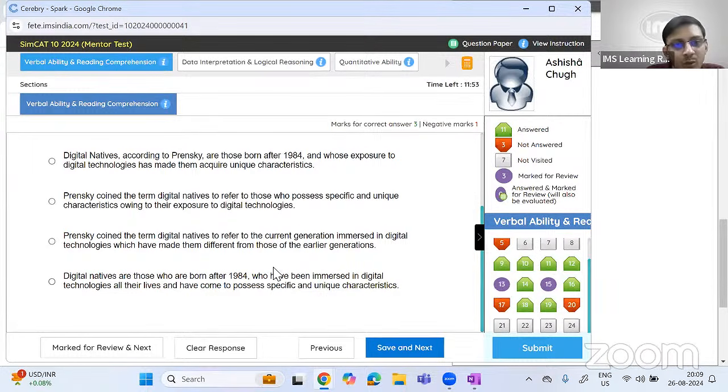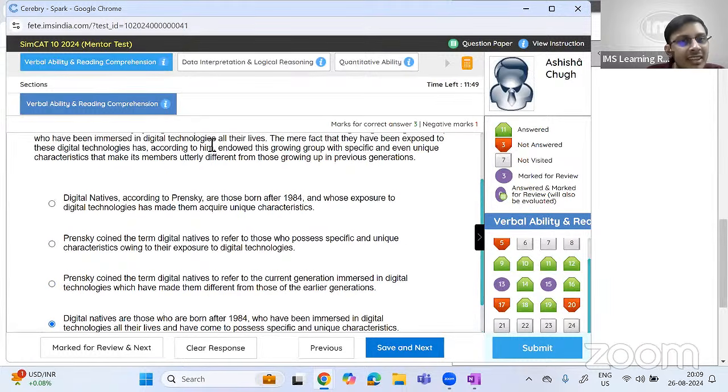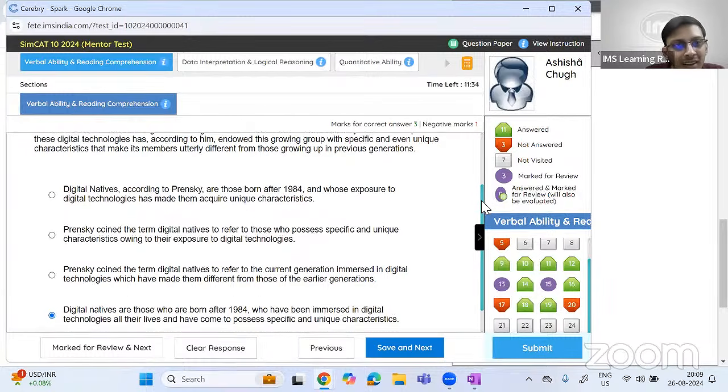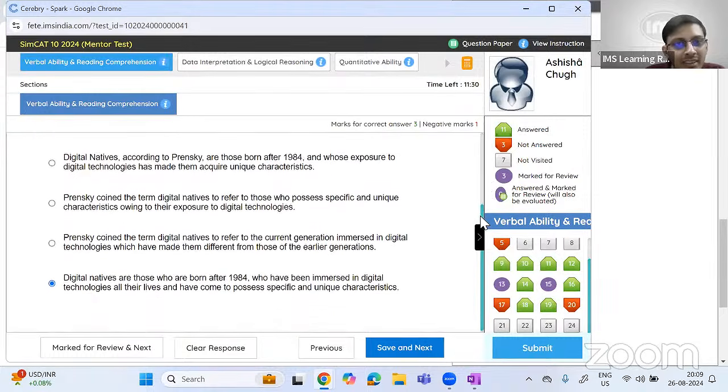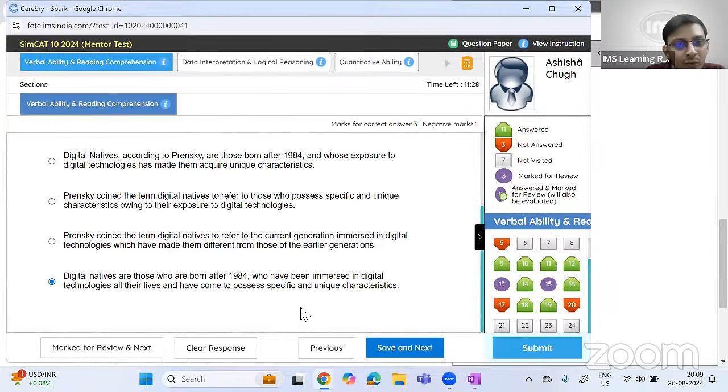Okay, I think I'll go with the last one, because between "all their lives" (immersed in technologies all their lives) and "different from previous generations," I think all their lives is more important, because someone might be immersed for some period, and someone might be immersed for all their lives. These are very different, so I think it should be specified. And if they are unique, then they will be different. Unique means different, so I think that is already captured. Okay, so the fourth one seems to be correct.